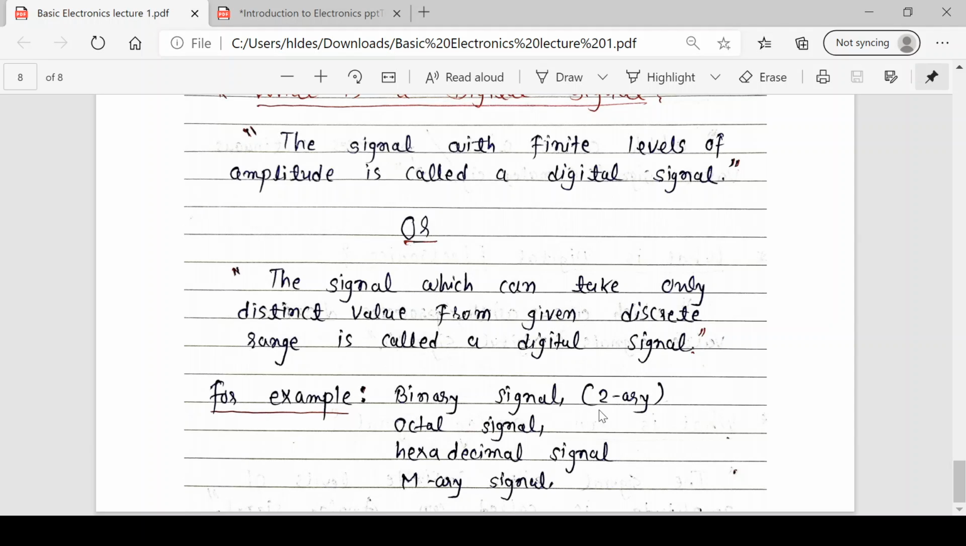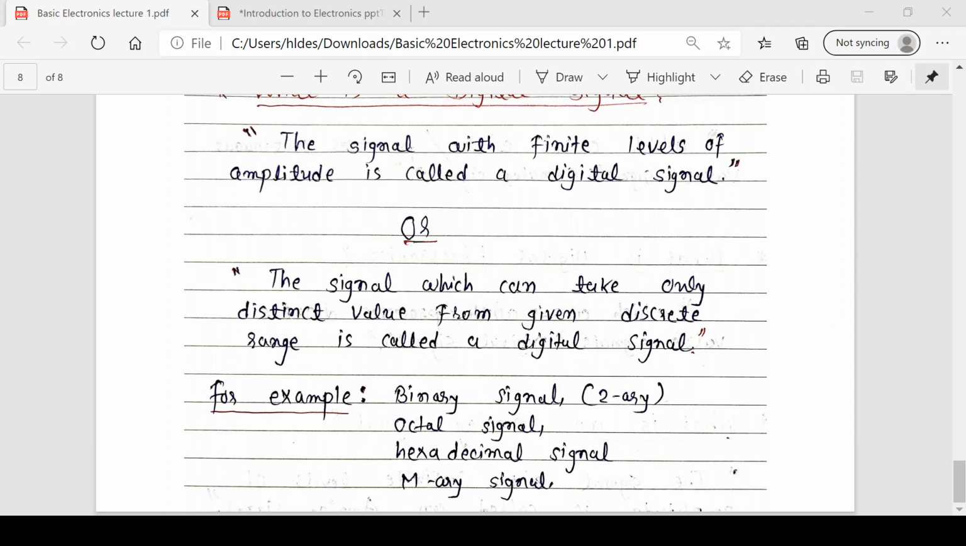So in general, people confuse themselves as binary is the only digital signal. No, binary is the basic digital signal. You can have number of levels. So if levels are finite, it will be called a digital signal.